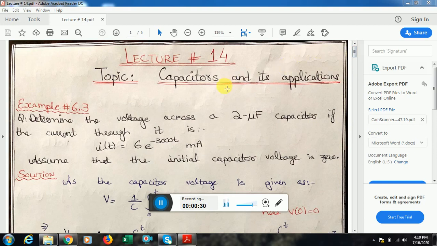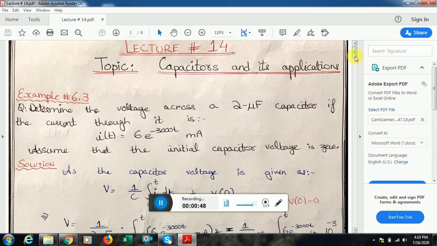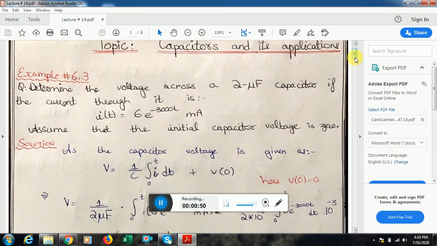In this example, we have to determine the voltage across a capacitor when the current given is 6 e raised to power 6 into exponential minus 3000 t milliampere. The value of the capacitance of the capacitor is 2 microfarad, and we have to consider that the initial stored voltage of the capacitor is 0. So what will be the voltage at this current level?